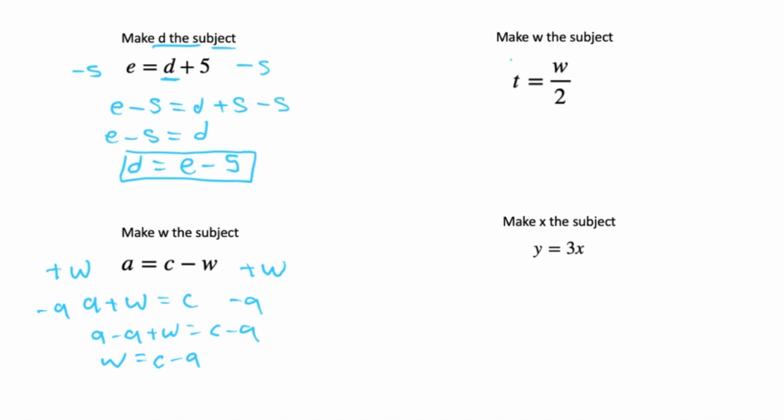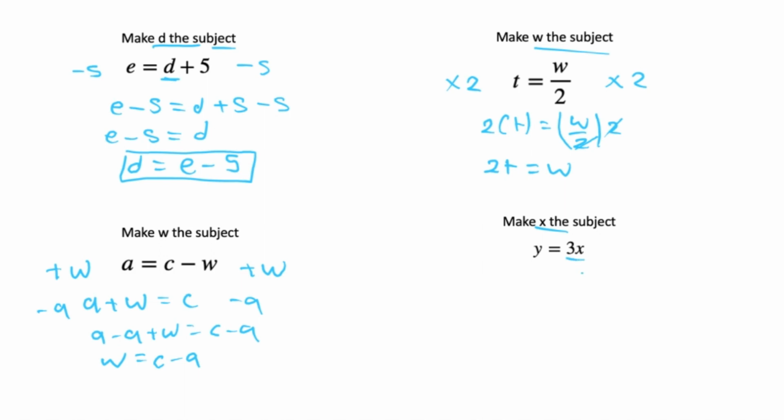Now for this next one, make W the subject. Another W. In this case, you have T equals W over 2. What we'll do here is multiply each side by 2. So 2 times T equals W over 2 times 2. The 2's will cancel out. So 2t will equal W. So W is 2t.